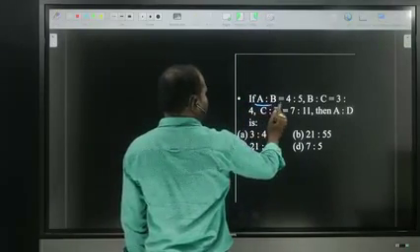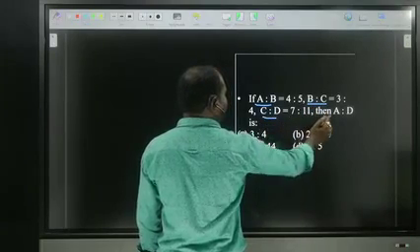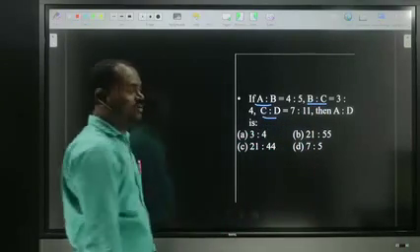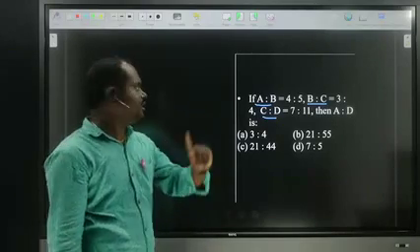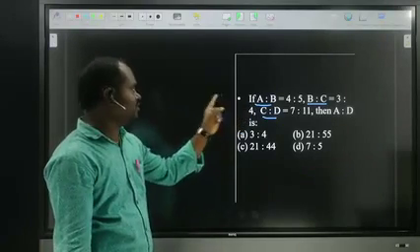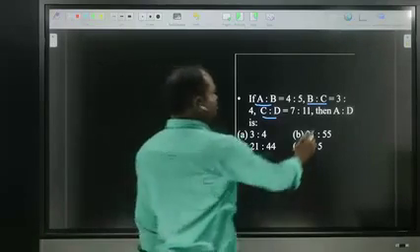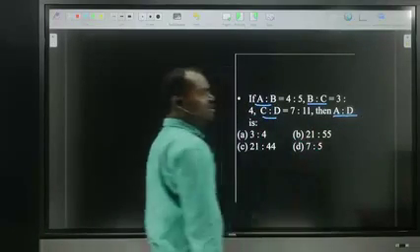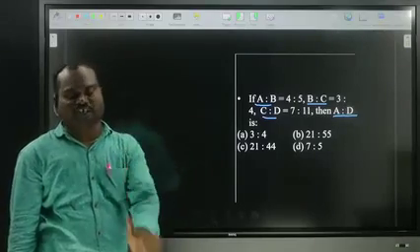A is to B given, B is to C given, C is to D given, and the question is asking what is the ratio of A is to D. Earlier we saw 3 terms, now 4 terms. A is to B, B is to C, C is to D, as well as A is to D. The question is asking the ratio between first and last. Just now I showed, when we require the ratio between first and last, write down the ratios beside each other.